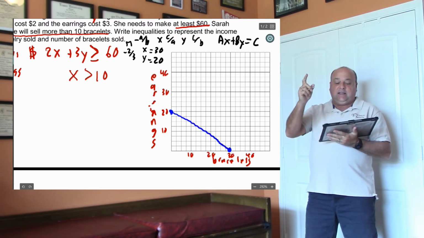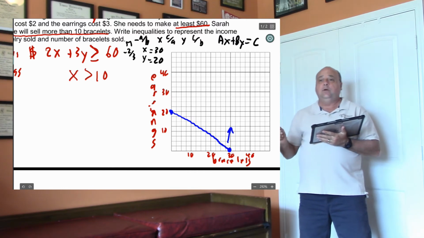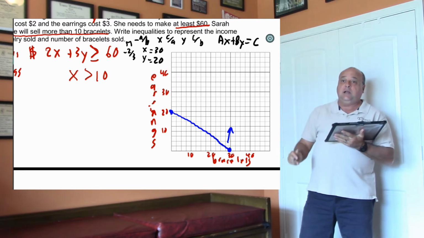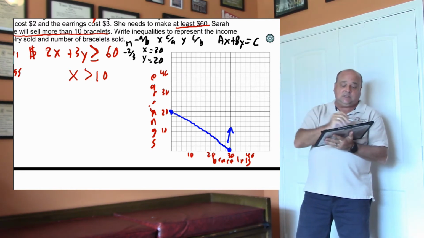And then this needs to be greater than, right? So I need to shade up, don't I? Because my y is positive. So everything above this line is going to be at least 60 bucks. Anything below the line will be less than 60 bucks.